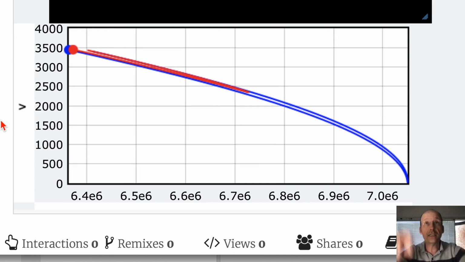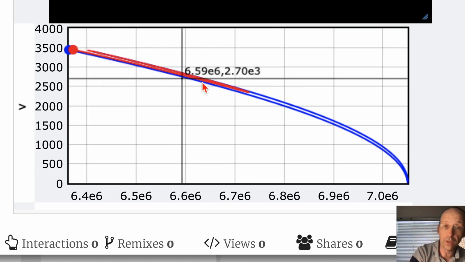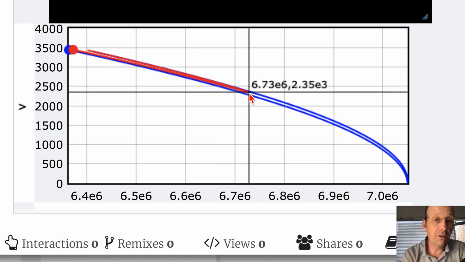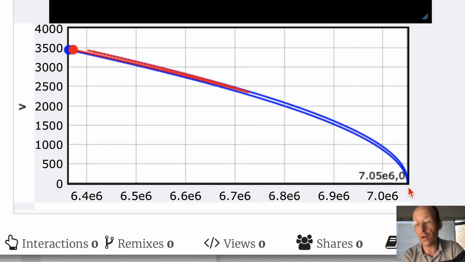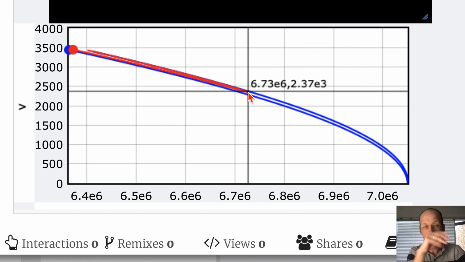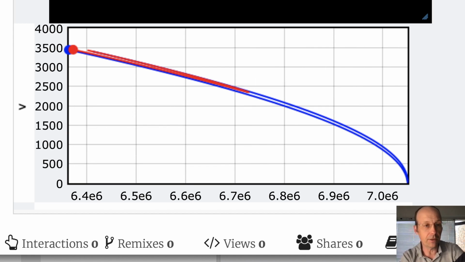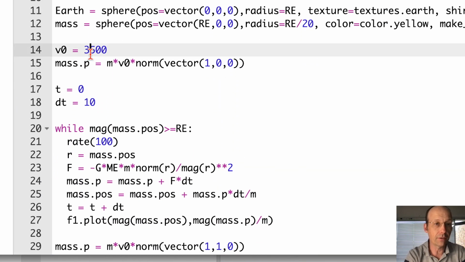Notice the same curve. It doesn't go as high, it doesn't get as far away, but it's on the same velocity versus position graph. And you'll notice that up here, this one gets to a velocity of 0. It went straight away, it stopped and came back. And this one didn't, okay? But it went a distance of 7 times 10 to the 6 meters away. Now what if I increase the speed, let's say to 5,500?